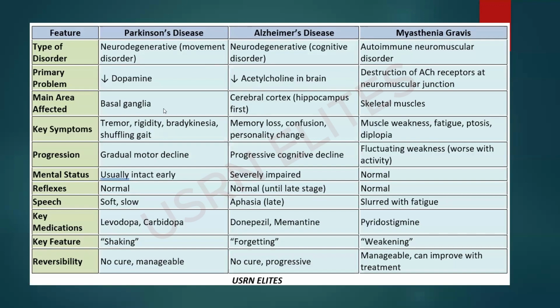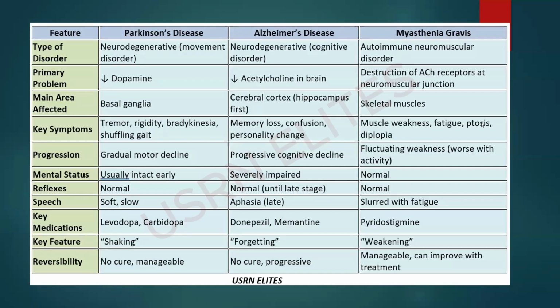So look at the key symptoms. I'll let you look at that. Don't forget this phrase, shuffling gait. As soon as you hear shuffling gait, remember Parkinson's disease. And the next one, we are saying there's memory loss for Alzheimer's disease, and personality changes, confusion.